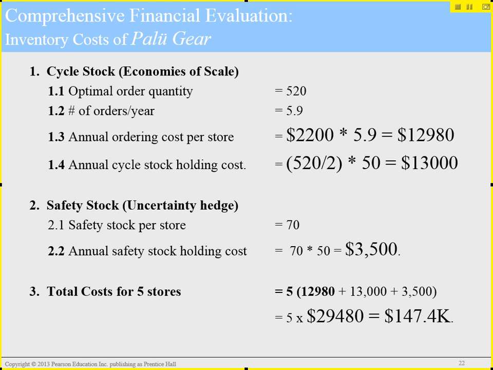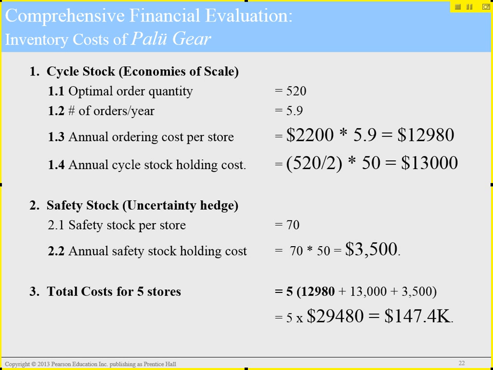So when you need to determine how many orders per year, we did 59 per week times 52 weeks, which got us to 3,000 and some. 3,068. Yeah. And then we're going to divide that by our 520, and that's going to tell us that we're going to order 5.9 times per year, because our order quantity is 520.